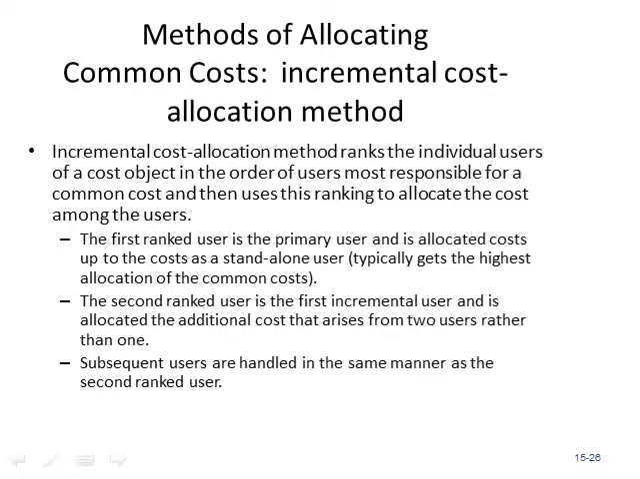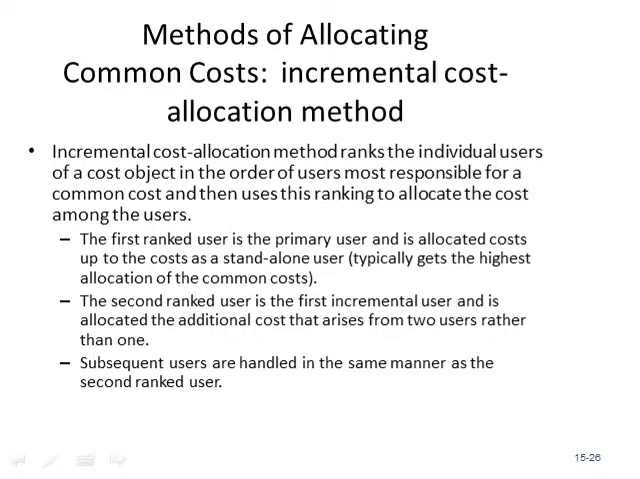The second way, the incremental cost allocation method, ranks the individual users of a cost objective in the order of users most responsible for a common cost and then uses this ranking to allocate the cost among the users. The first ranked user is the primary user and is allocated cost up to the cost as a standalone user. They typically get the highest allocation of the common cost.